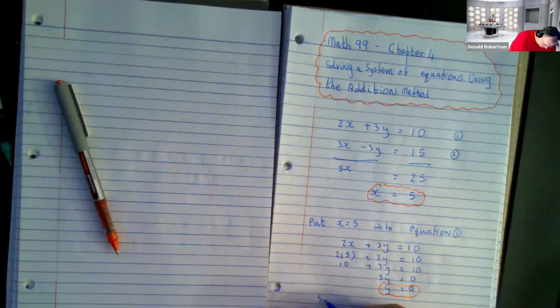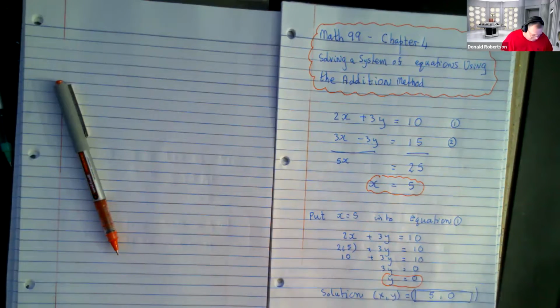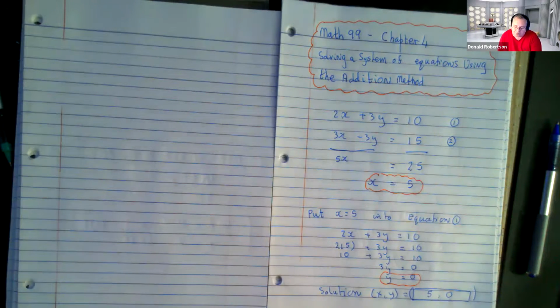So in this particular question, the solution, which in WebAssign would almost always be written something like (x, y) equals, and then they'd give you a bracket like this, you would put x is 5, comma, y is 0. And that's how you would write it down in WebAssign. And that's probably going to be the simplest situation that you're going to come across.